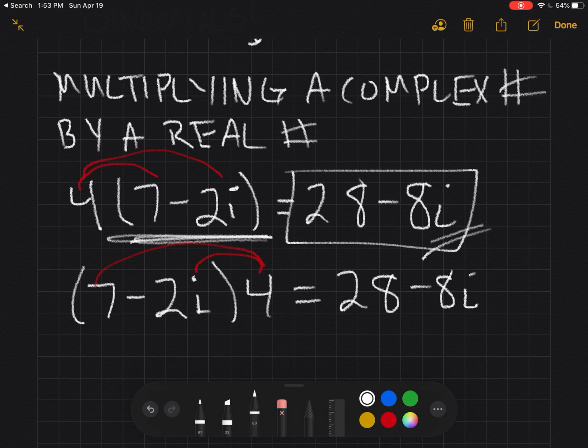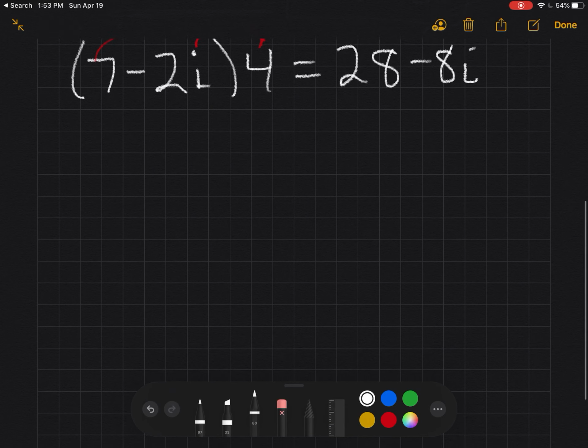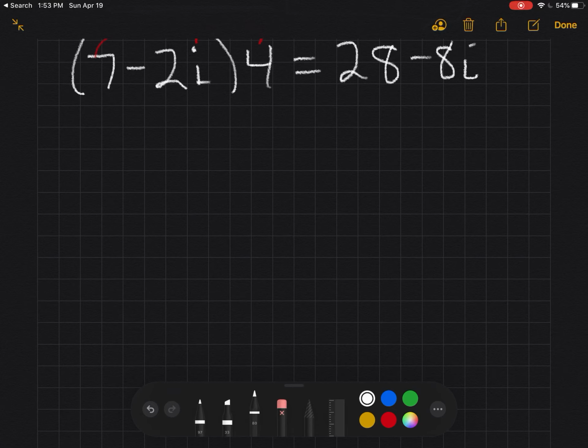Even if I wrote it in the other direction, let's say I did 7 minus 2i times 4, multiplication is commutative, so it doesn't matter what order I do it in. This would still give me 28 minus 8i.